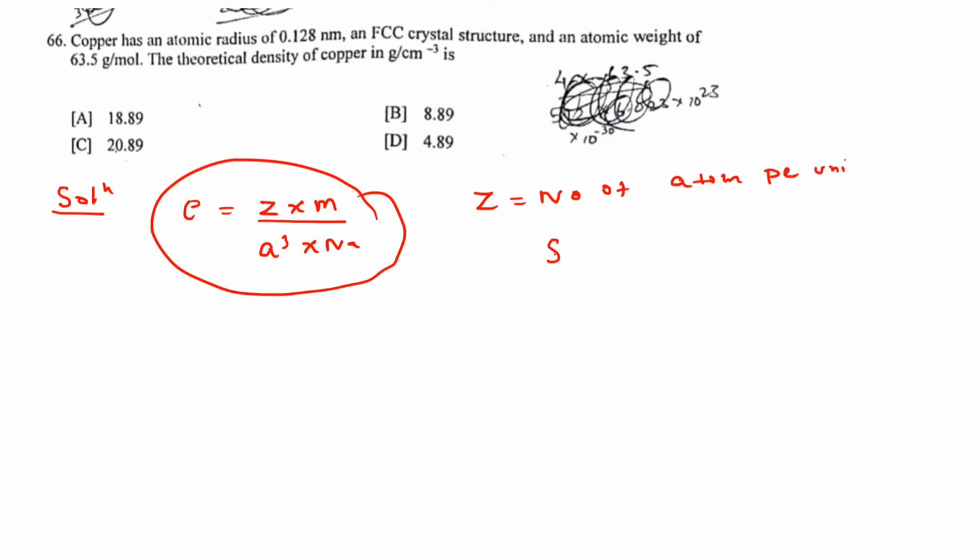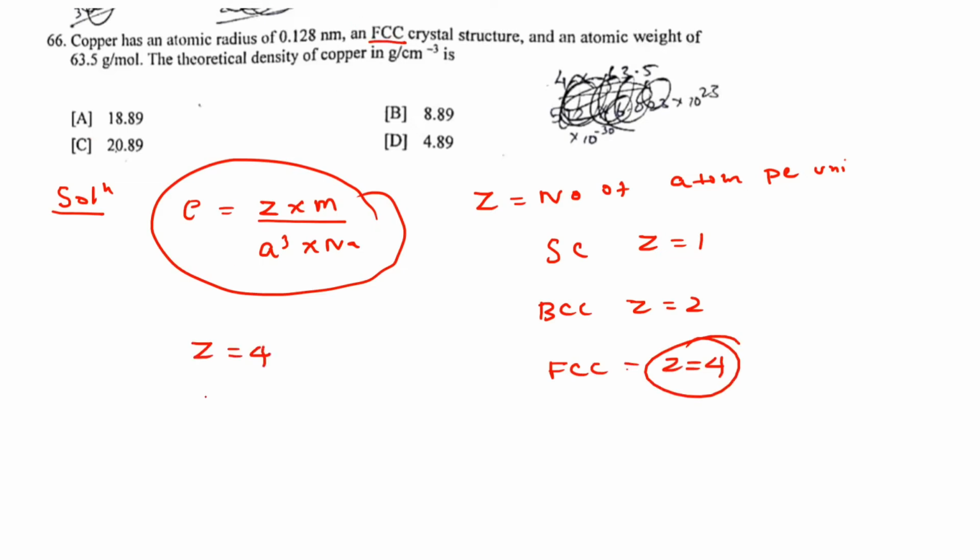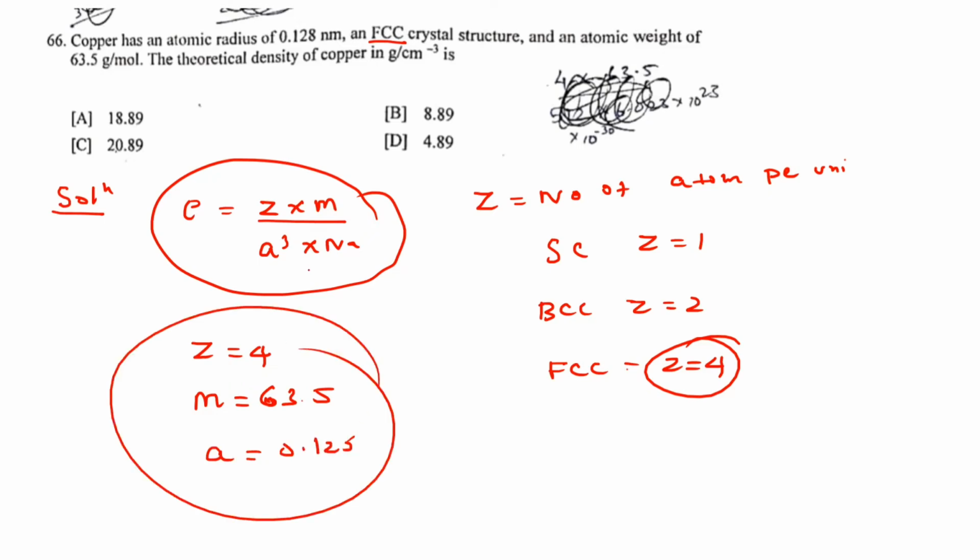You know very well, for simple cubic, what is the Z value? 1. For BCC, what is the Z value? 2. For FCC, what is the Z value? 4. What crystal is given? FCC is given, therefore the Z value is equal to 4. The molecular mass is given in the question, 63.5. What about the a value? The unit cell length, 0.125. If we substitute all the values into this equation with the Avogadro number, the answer should be 8.89. This is the correct answer for this question.